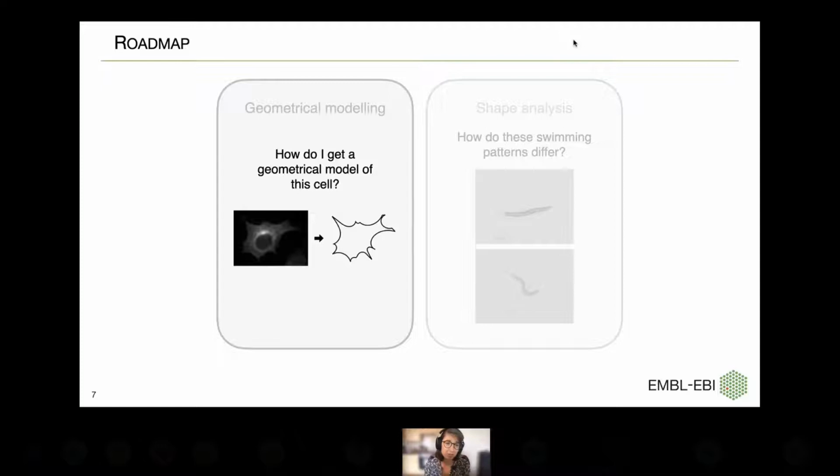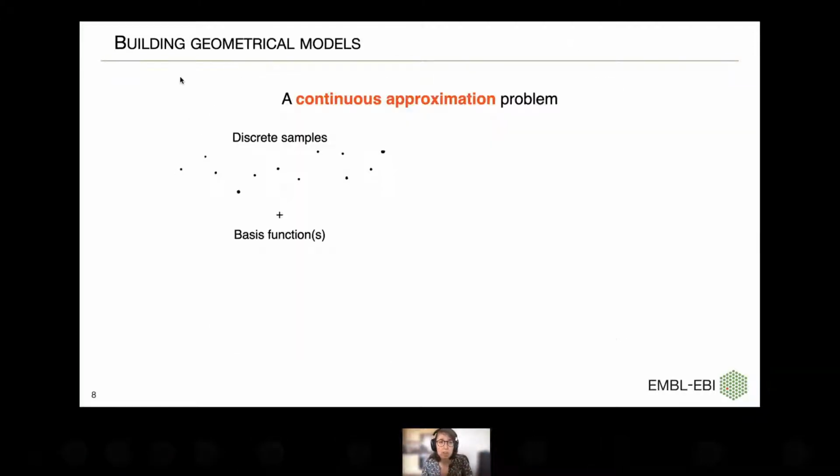So let's get started with this first bit, which answers the question, how do you go from image to geometrical model? If I give you this image, how do I get a geometrical model of this cell? Maybe the first thing we can do to get this started is to get a better feel of what the elements are that we need to build a geometrical model.